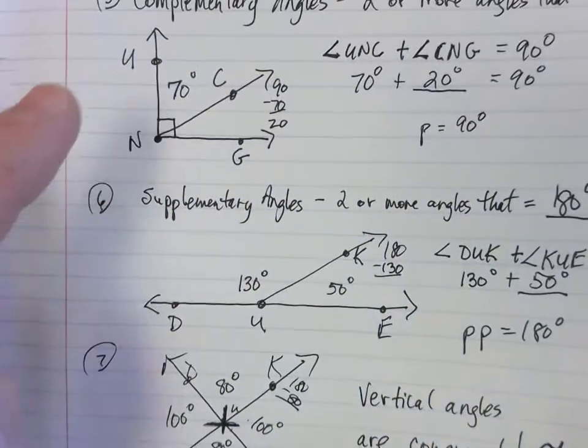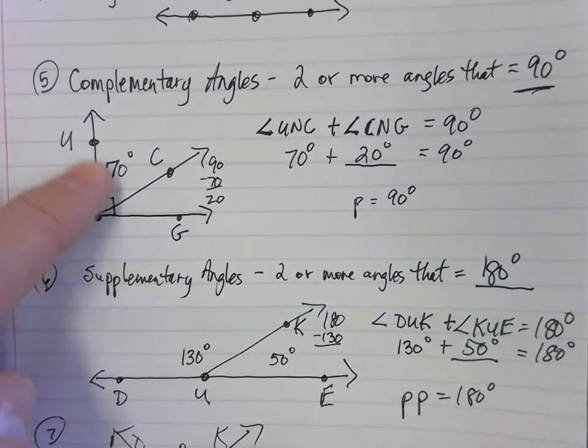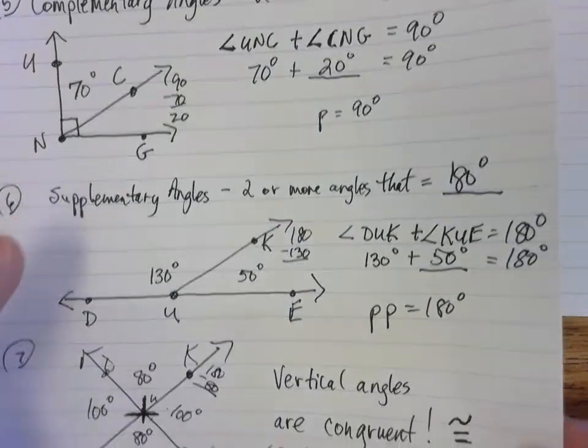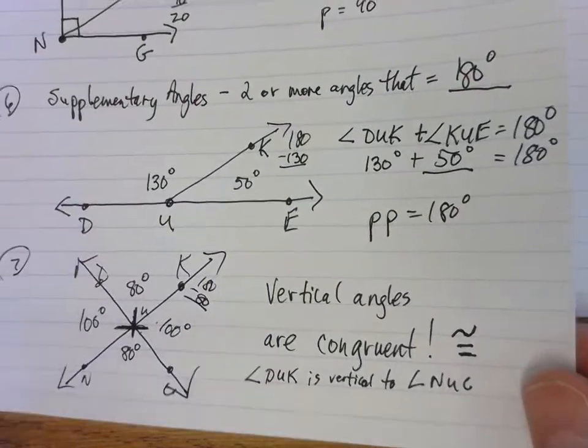Okay, so we've got complementary angles equal 90. Supplementaries equal 180. Vertical angles are congruent. Alright, so we got to do a little work here on one of these problems. I want to give you a little something that looks something like this. Okay?